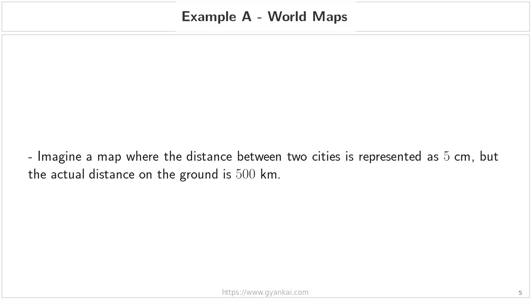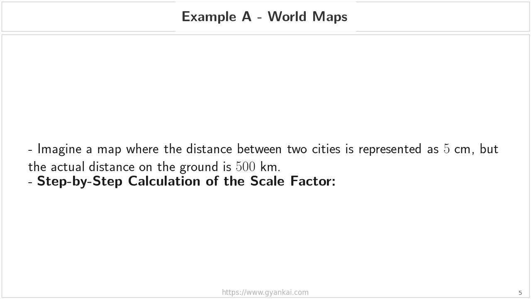Example A: world maps. Now that we understand the theory behind the representative fraction, let's put it into practice with a real-world scenario. Imagine you are looking at a world map, and you notice that the distance between two specific cities is marked as 5 centimeters. However, in the real world, the actual distance on the ground between these two cities is 500 kilometers. Our goal here is to find the representative fraction, or the RF, for this map.